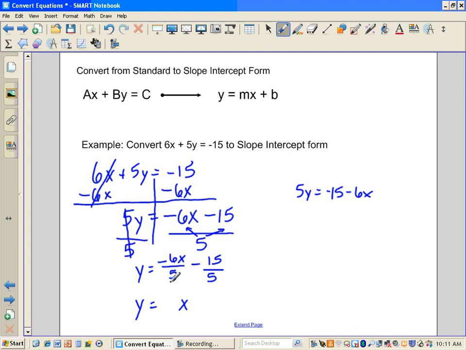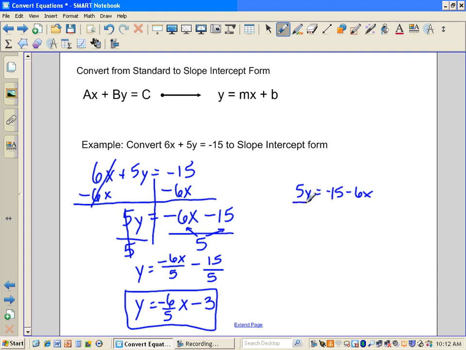Well, negative 6 divided by 5, I can't reduce that fraction. I could make it negative 1 and 1/5, but typically we leave it as an improper fraction for the slope because we could do down 6 and over 5 for the rise over run. So I'm just going to write it in, negative 6 over 5. If I could have reduced it, I would have wanted to. This part, I can reduce. 15 divided by 5 is 3. So I just do negative 3. And so here is my slope-intercept form of my standard form equation.